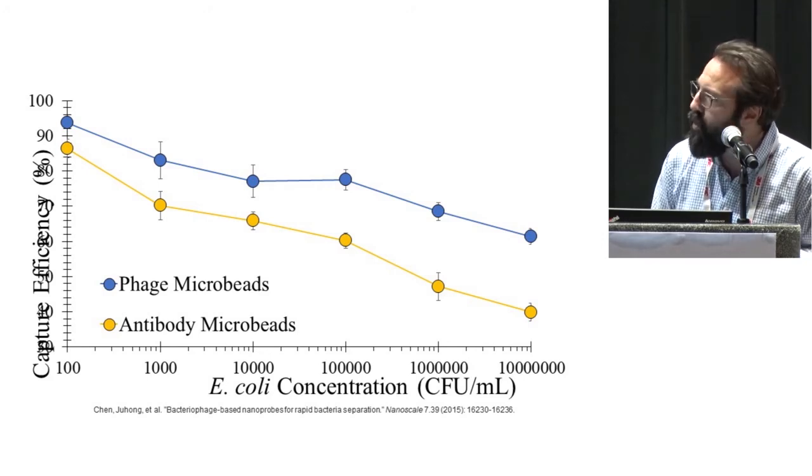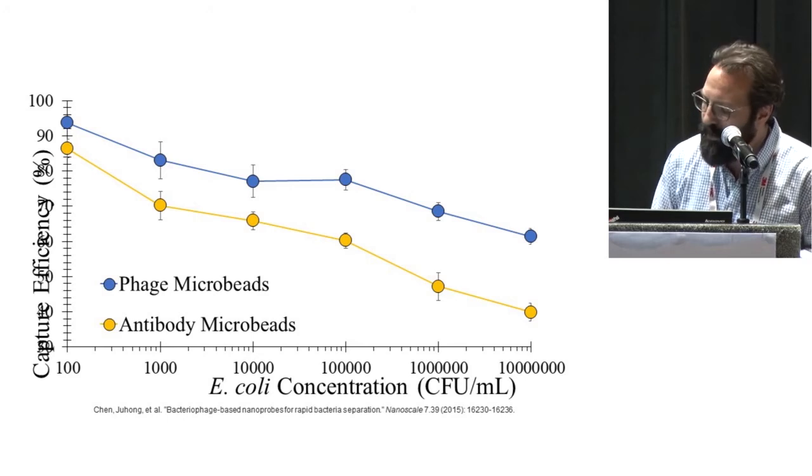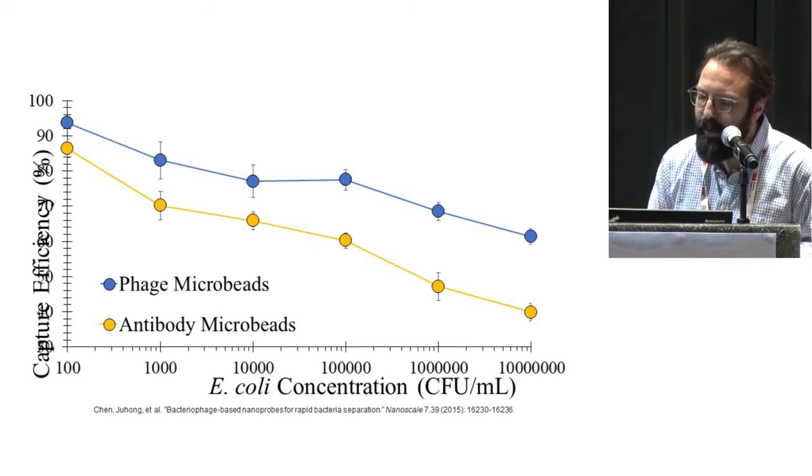They've also done some work with just magnetic microbeads, and here you can see the microbeads under the SEM attached to the E. coli cells. So there's potential here to also apply bacteriophage for separation. And so these are kind of all the things.